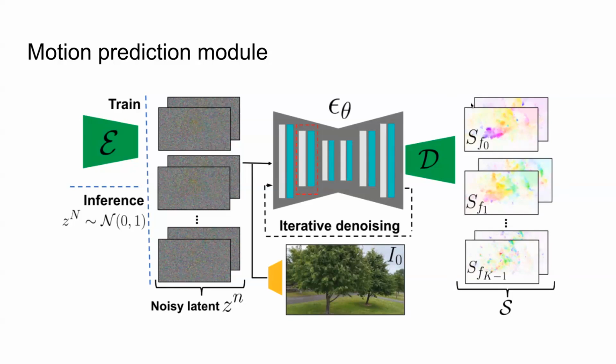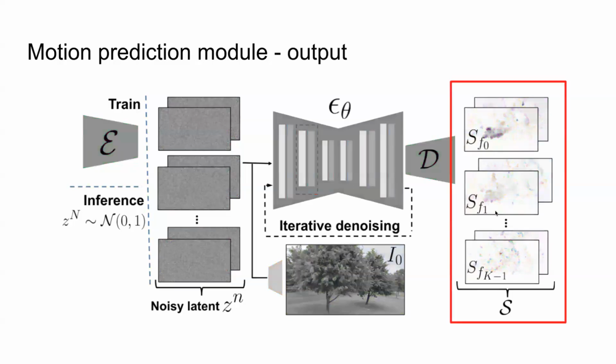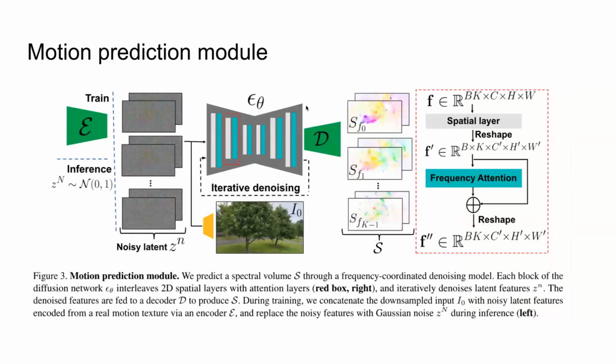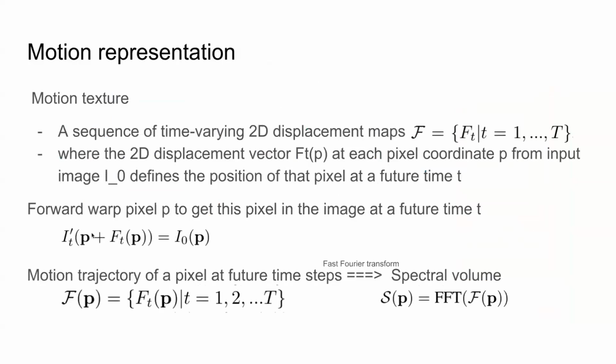So I'm going to look at the output first, and then look at the technical details, like how they train this and what the architecture is. For that part, the output is going to be a motion representation. Before we go to the spectral volume, first of all we need to think about how we capture motion.